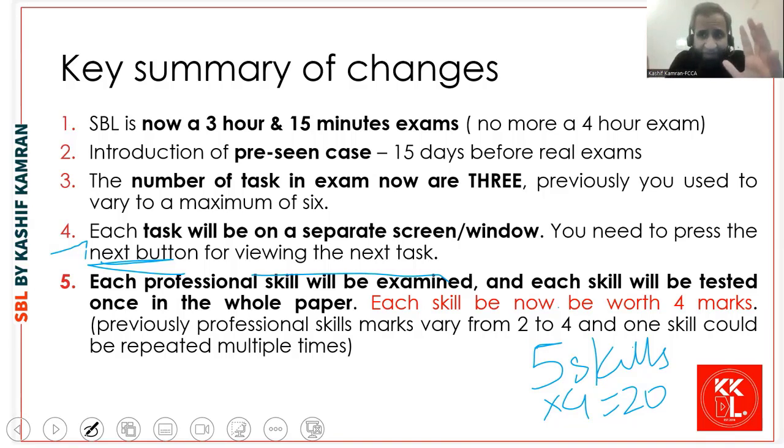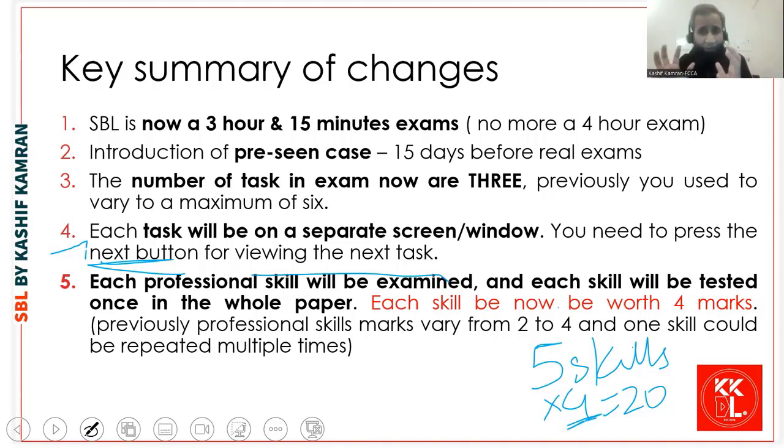Previously, what used to happen was that out of the 5 skills, sometimes 3 skills came, sometimes 4 skills came. Or some skills could have 7 to 8 marks, and some skills could have just 2 to 3 marks. So the allocation was not very appropriate. Now, from September 23 onwards, each skill will be examined, and each skill has been given 4 marks.